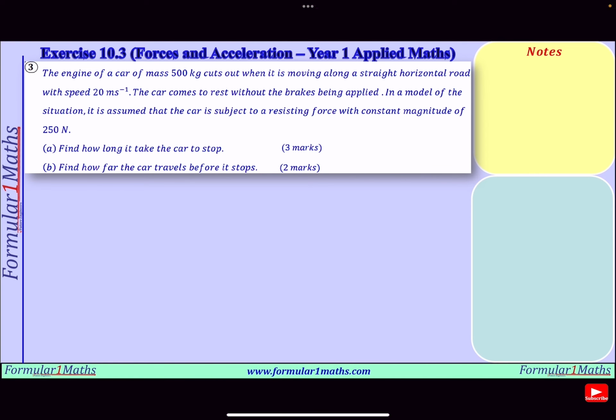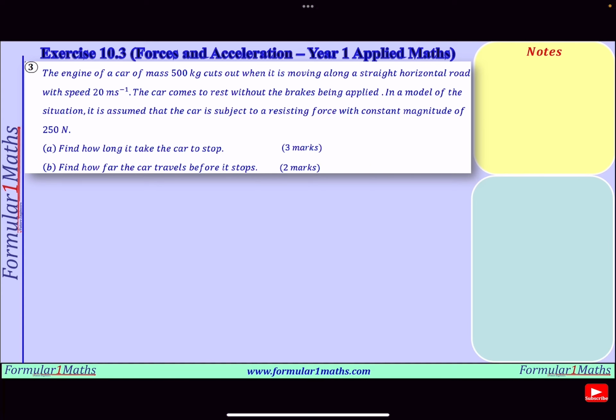Question 3. The engine of a car cuts out when it is moving along a straight horizontal road with a speed of 20 meters per second. The car comes to rest without the brakes being applied. In a model of the situation, it is assumed that the car is subject to a resisting force with constant magnitude of 250 newtons. A. Find how long it takes the car to stop. B. Find how far the car travels before it stops.